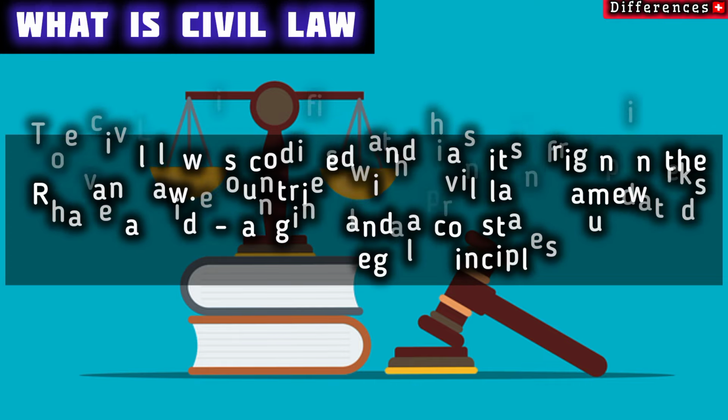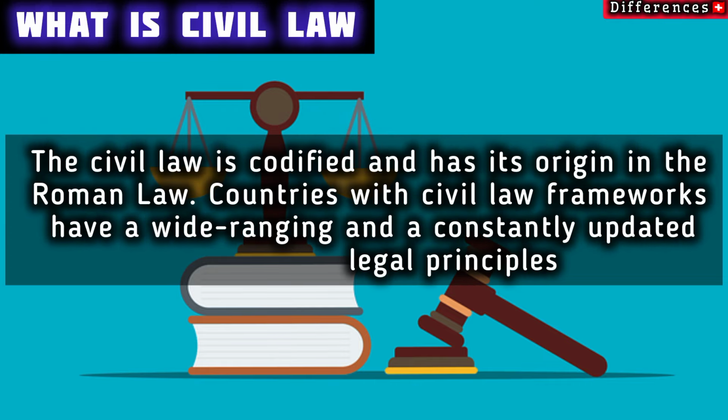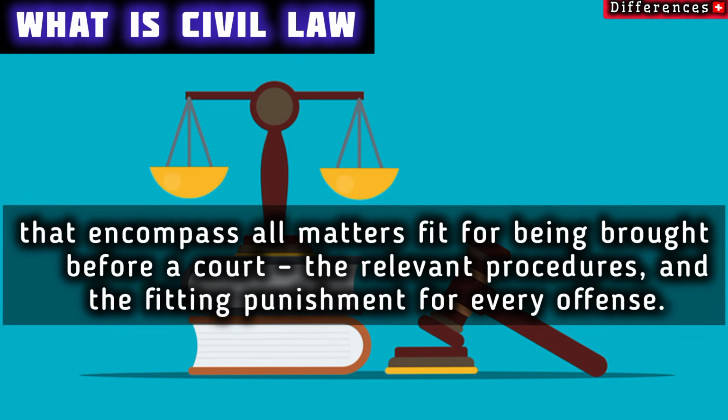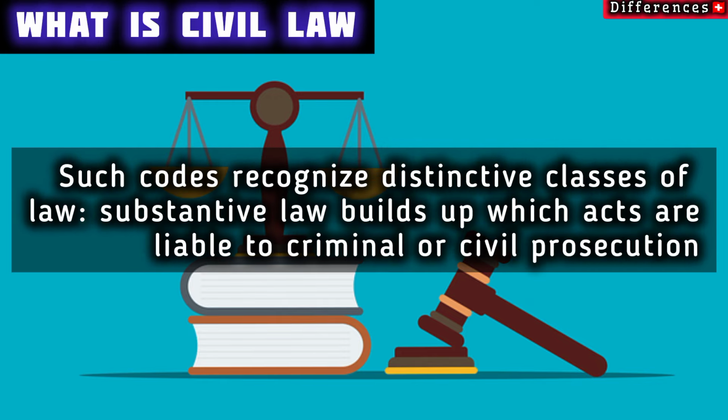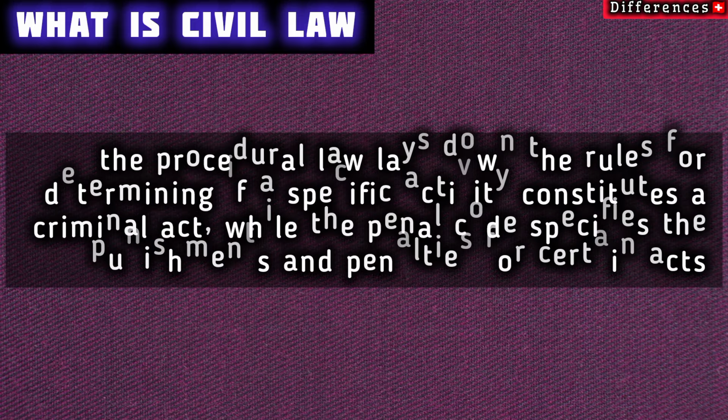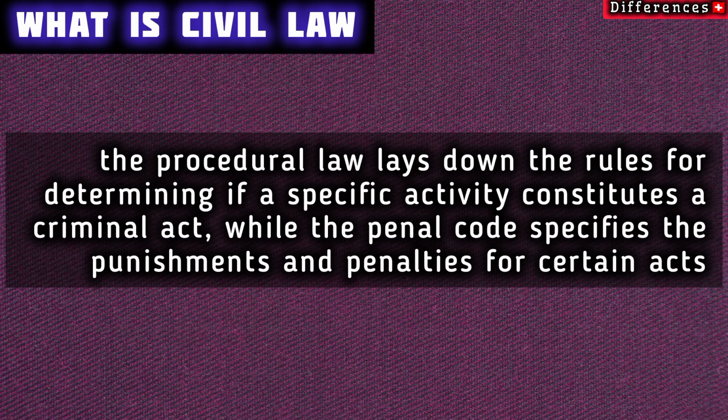The civil law is codified and has its origin in the Roman law. Countries with civil law frameworks have wide-ranging and constantly updated legal principles that encompass all matters fit for being brought before a court, the relevant procedures, and the fitting punishment for every offense. Such codes recognize distinctive classes of law. Substantive law establishes which acts are liable to criminal or civil prosecution. The procedural law lays down the rules for determining if a specific activity constitutes a criminal act, while the penal code specifies the punishments and penalties for certain acts.